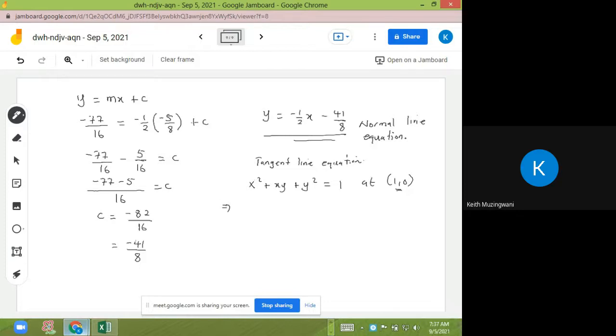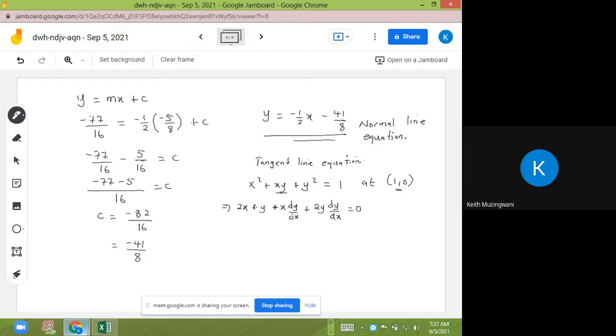We differentiate x squared, we have 2x. To differentiate this one, we use implicit. You first differentiate x, you get 1. 1 times y, you have y. You differentiate y, you get 1. 1 times x, you have x. But because you have differentiated y, you multiply by dy dx. Plus, differentiate y squared, you have 2y, and then you multiply by dy dx is equal to 0.